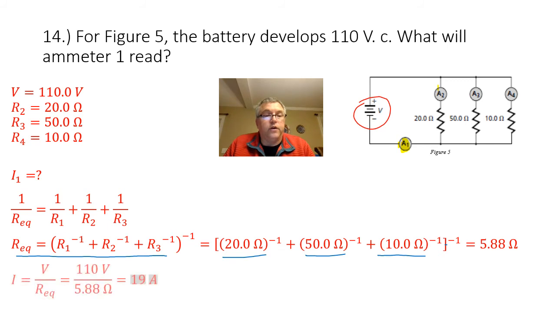And I know that the current is going to equal the voltage divided by the equivalent resistance. That's Ohm's law. So 110 volts divided by 5.88 ohms is going to equal 19 amps.